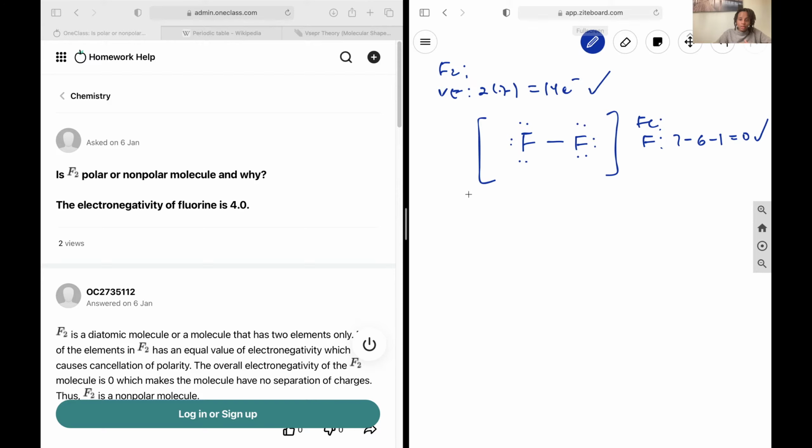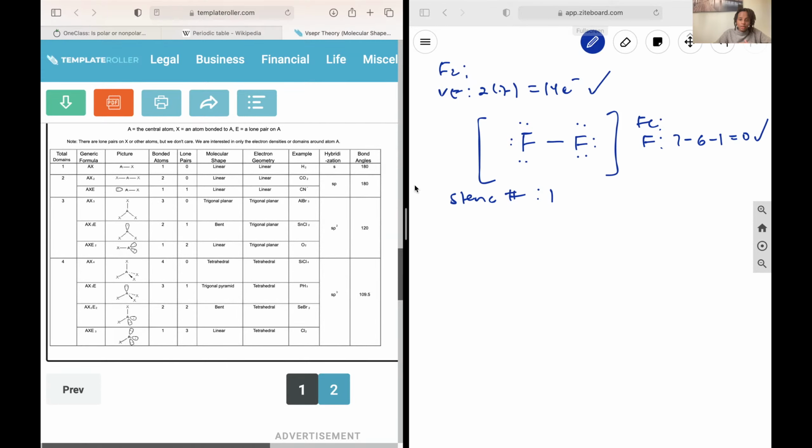And then to get to the polar or non-polar question, I need to find out its geometry. That way I can see and figure out the symmetry of the dipoles. And so each of their steric numbers is going to be 1. There's only 1 bond that they've made. And so if I come to the VSEPR theory, I can see that that is going to mean that it is linear. So it is going to be AX, and it is going to be linear. And so it's just going to be the fluorines as we drew them out.